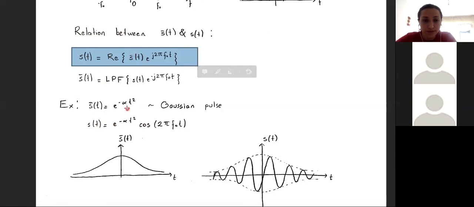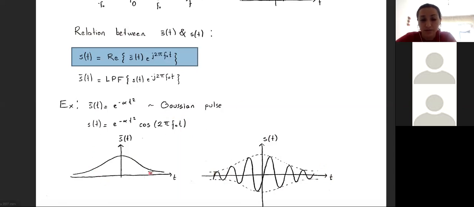Okay, so if you insert this one here, then take the real part, you're going to get e to the minus alpha t squared times cosine 2 pi f0 t. So this is nothing but a Gaussian signal modulated with a sinusoid with frequency f0, and that's going to look like this one. So that's the Gaussian pulse.